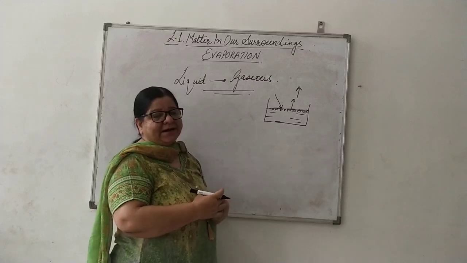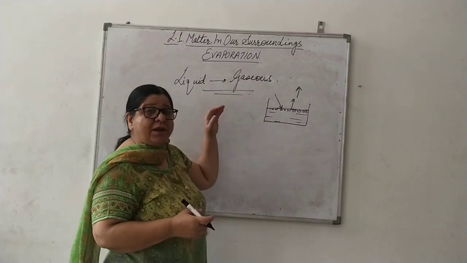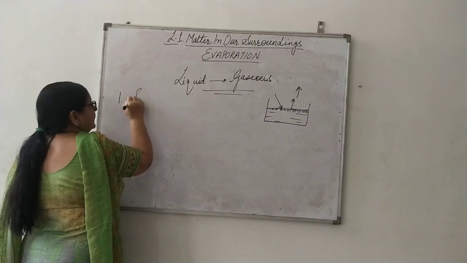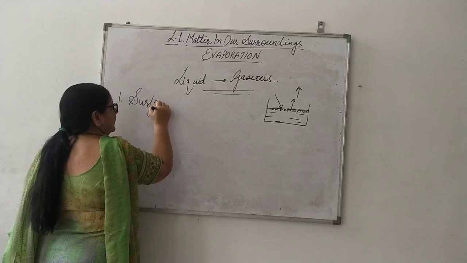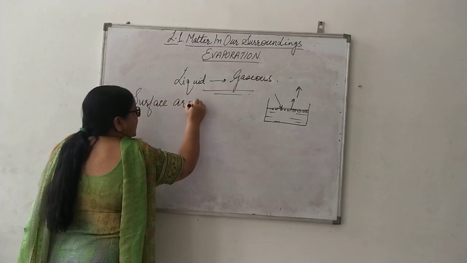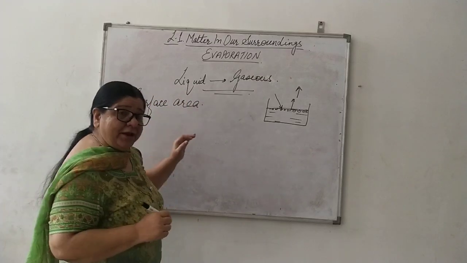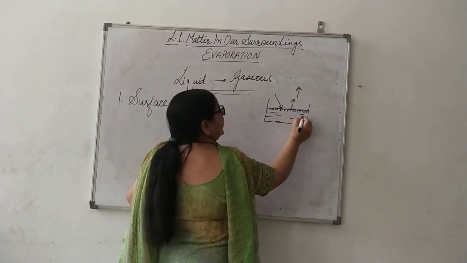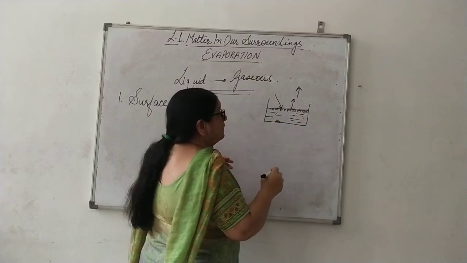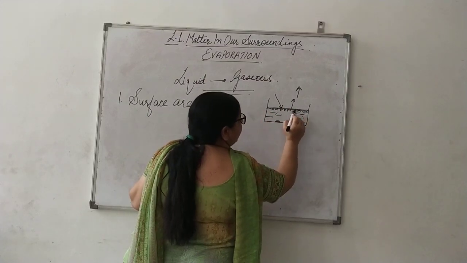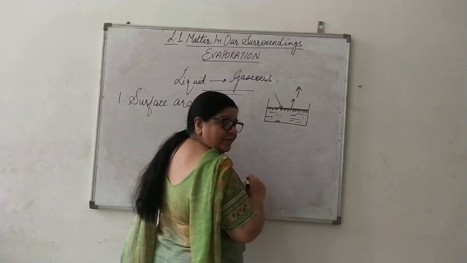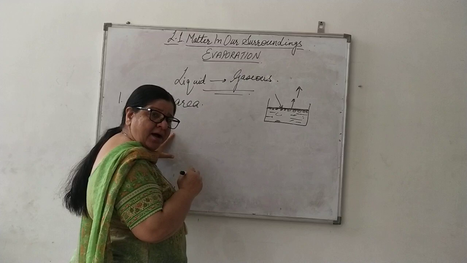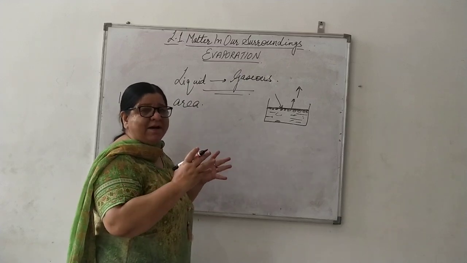So there are certain factors which control evaporation. Now what are those factors? First is the surface area. Now just now I told you that evaporation is a surface phenomenon. You know, boiling takes place throughout the liquid, while evaporation takes place only at the surface, right? So more is the surface area, more will be the evaporation.